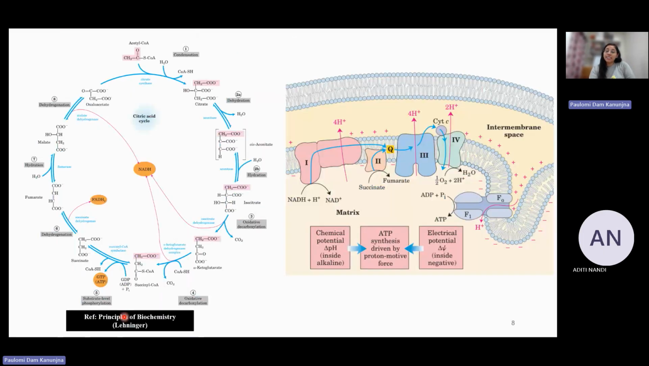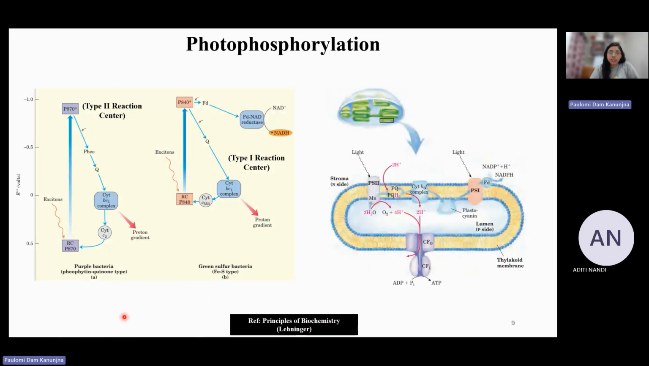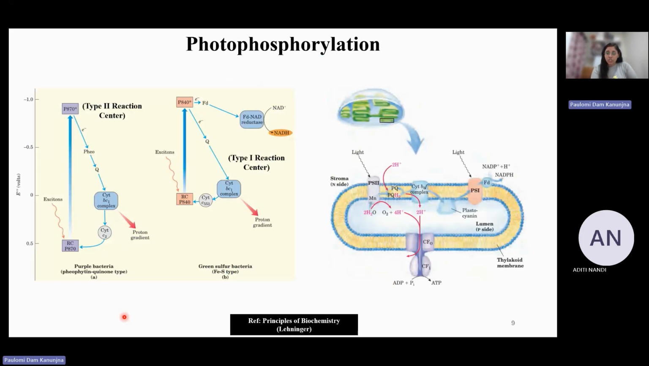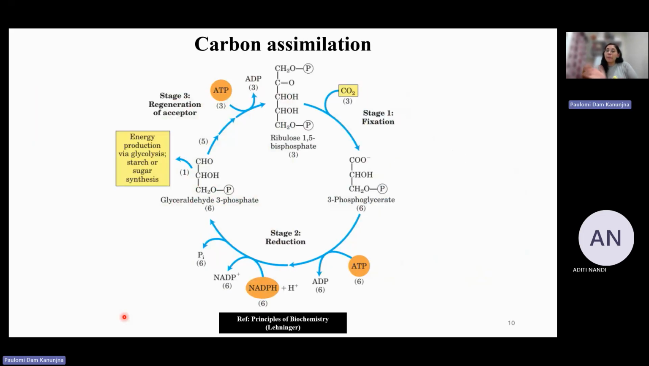But since this is oxidative phosphorylation, we did a similar concept after that, which is photophosphorylation, which is what happens in plants. In plants, they do photosynthesis, and we looked into how they do photosynthesis because that's the way they generate energy, and how from photophosphorylation you go to ATP. So first you do oxidative phosphorylation, then you do photophosphorylation.